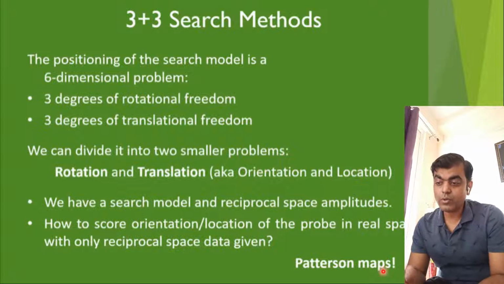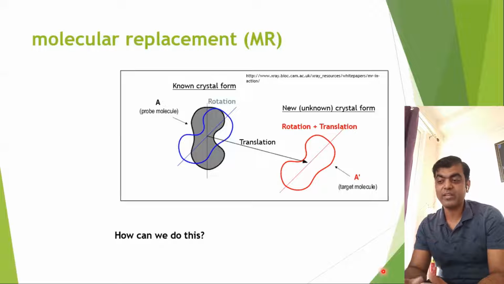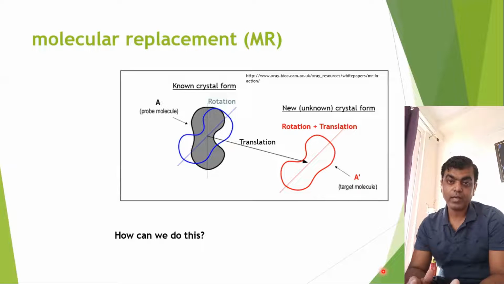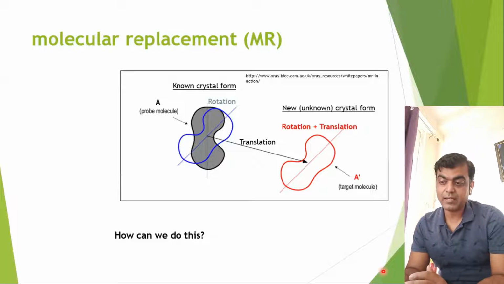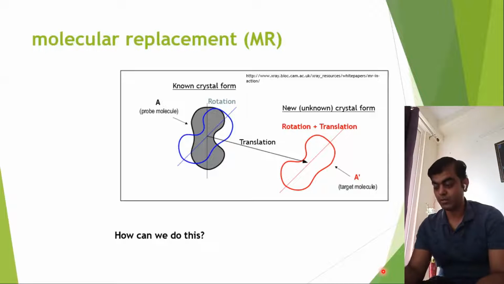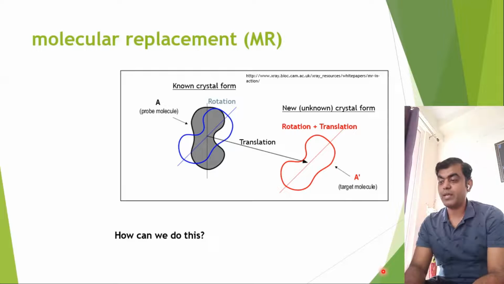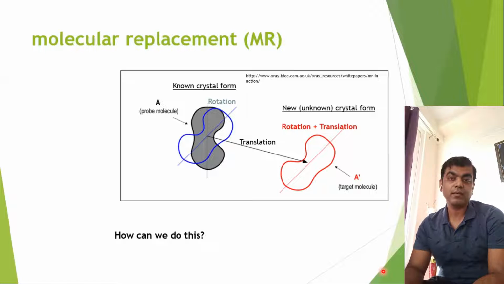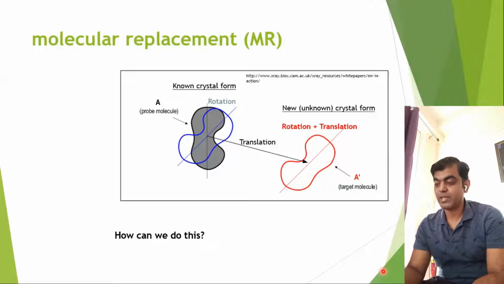So how do we score the orientation or location of a probe in real space with only reciprocal space data given? Right? So when you just have the angle, can we come down to the location? Yes, we can do it, and that is where again Patterson mapping, or Patterson maps, are very, very important with those expressions.